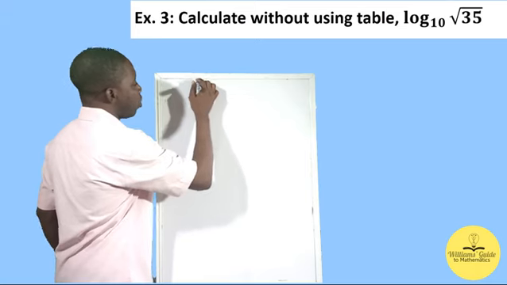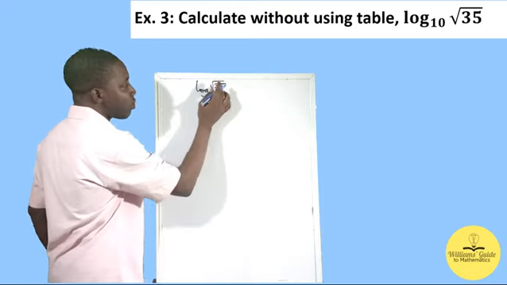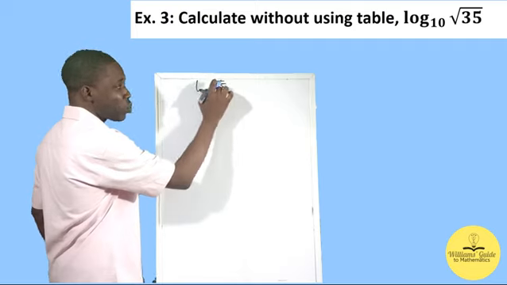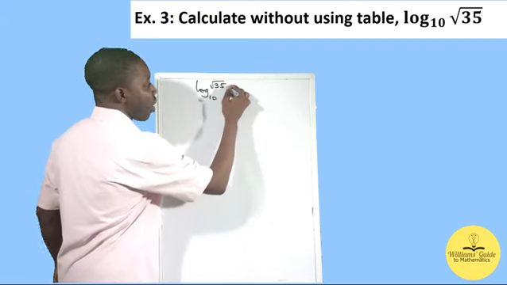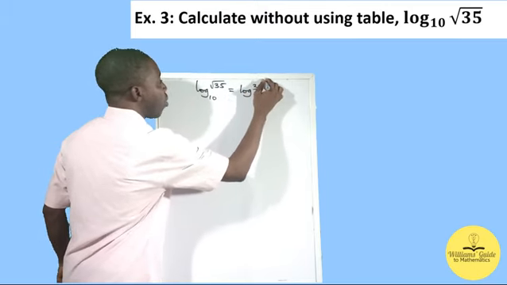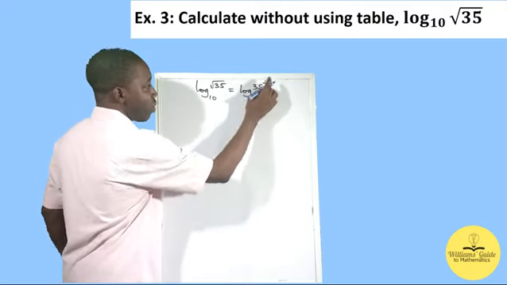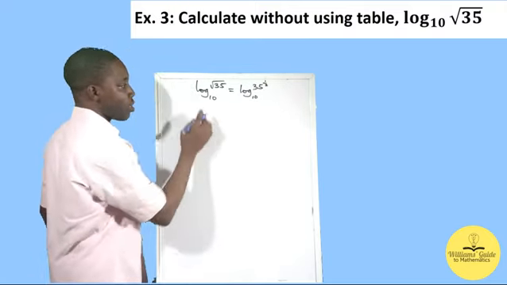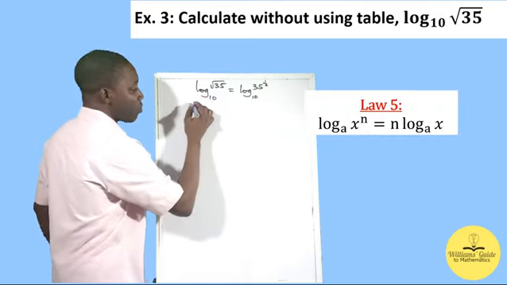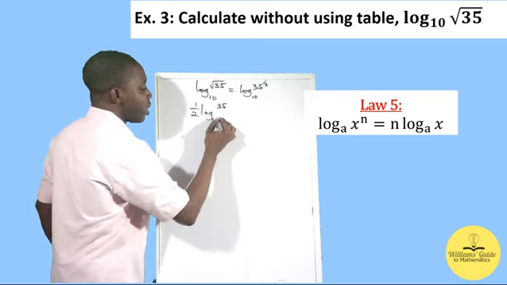Now we have log square root of 35 in base 10. The 35 is with a root. The first thing I will need to do is to remove the root that is protecting the 35. From our knowledge of indices, that will be 35 raised to the power of half. The square root will turn to the fractional index half with our base 10 as stated in the question. The half will come to the front of the log according to law 5. So we have 1/2 log 35 to base 10.